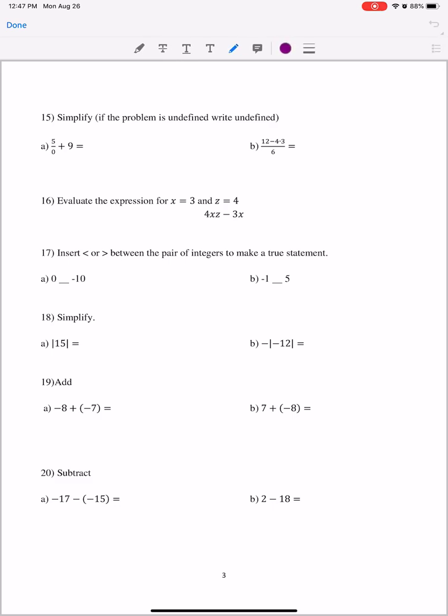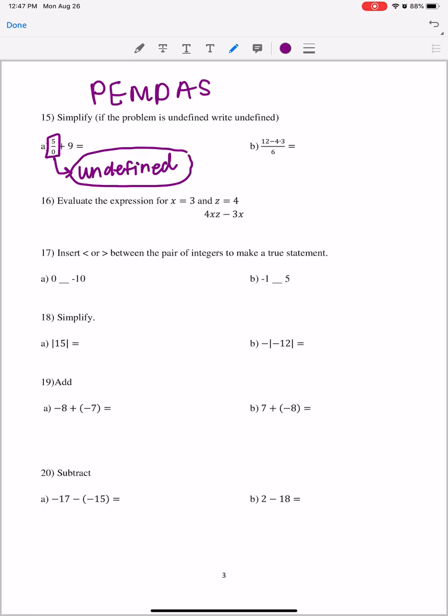Simplify. If the problem is undefined, write undefined. So right here from the bat, when you do your order of operations, please excuse my dear Aunt Sally. We're starting right here with divide on part A. But when I divide, this is undefined. It is undefined because 0 cannot be in the bottom. You cannot divide by 0.